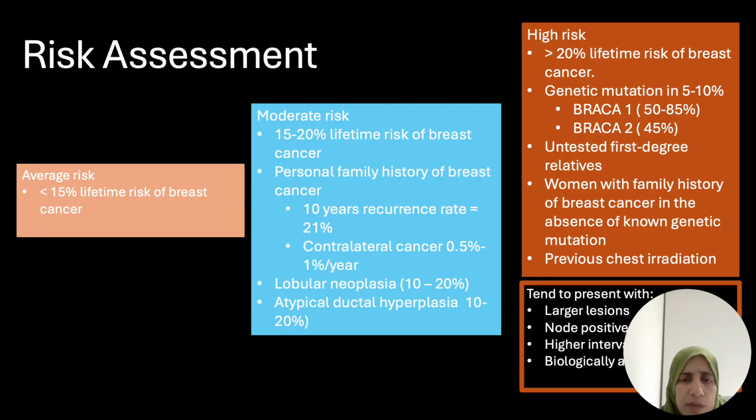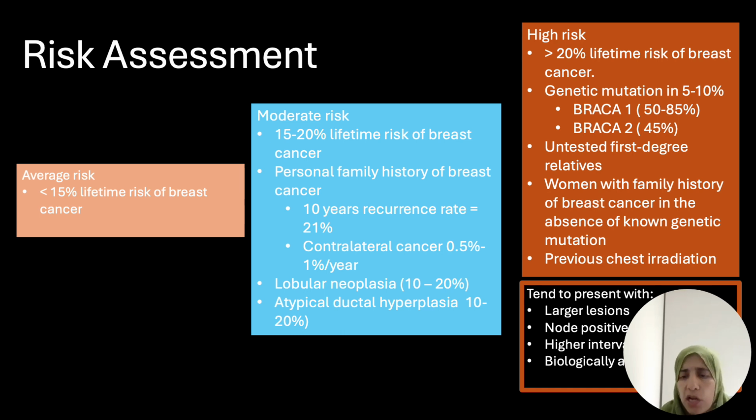Who are the high-risk patients? Patients in the community are classified according to risk as average risk, which is less than 15% lifetime risk for breast cancer, moderate, and high risk. High risk is more than 20% lifetime risk of breast cancer, and most of these are patients who have a genetic mutation like BRCA1, BRCA2, untested first-degree relatives, women with a family history of breast cancer in the absence of known genetic mutations, and previous chest radiation. These patients tend to have larger lesions, nodal positive, and high.